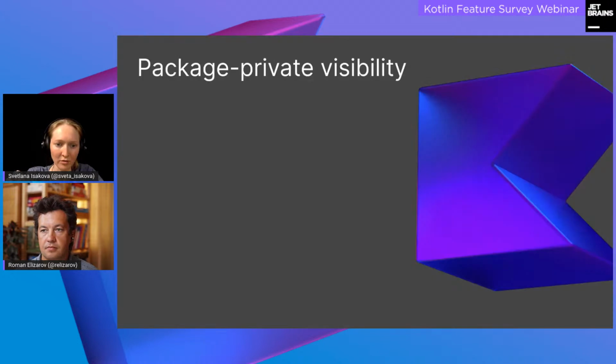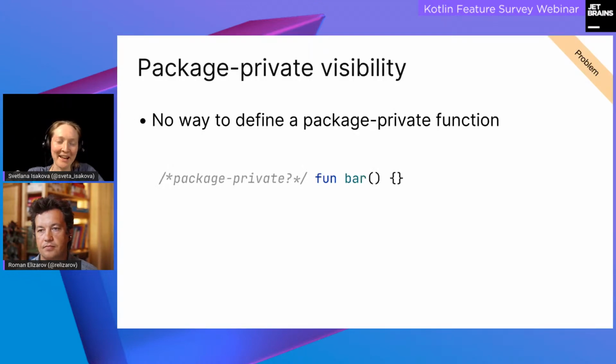Let's look at what we have next. It is a very simple one: package private visibility. The problem description is that there is no package private visibility in Kotlin. That's it.